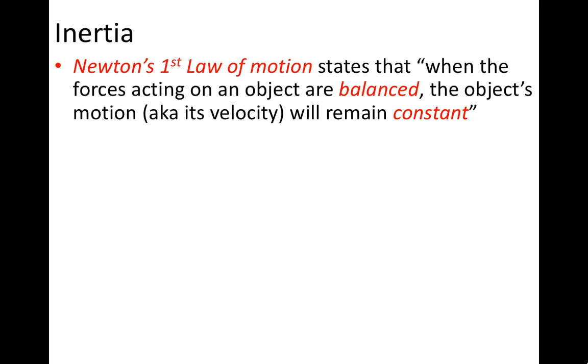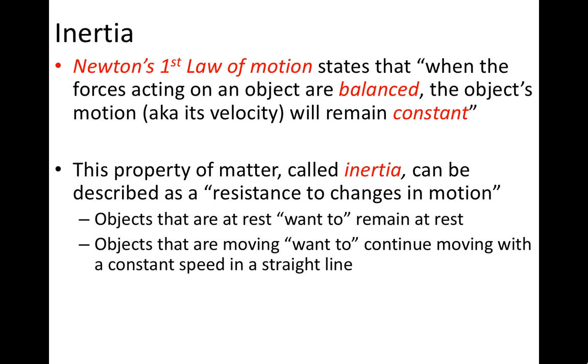Newton's first law of motion states that when the forces that are acting on an object are acting in balance, the object's motion, or its velocity, is going to remain constant. And this property of matter is called inertia. Inertia describes an object's resistance to changes in its motion, resistance to changes in its velocity. So if an object is at rest, it wants to remain at rest. If an object is moving, then it wants to continue moving with that same speed and move in a straight line. It wants to maintain a constant velocity.